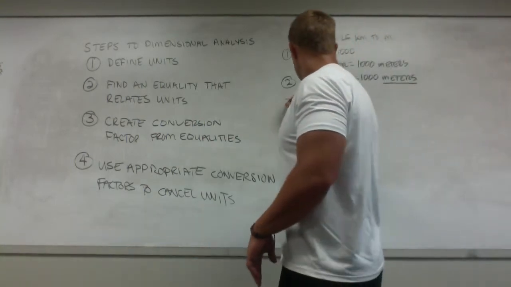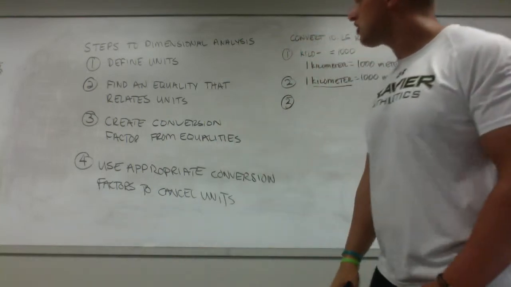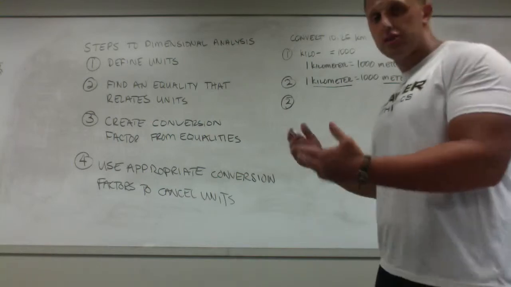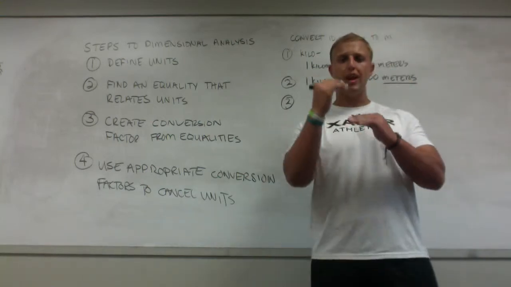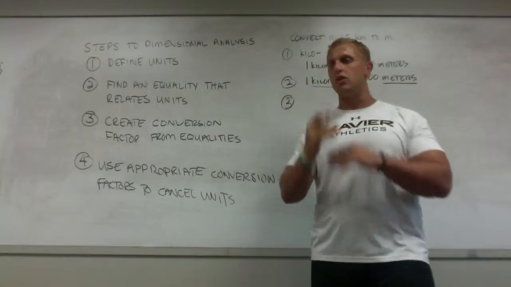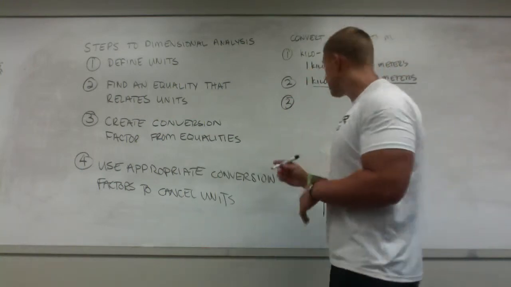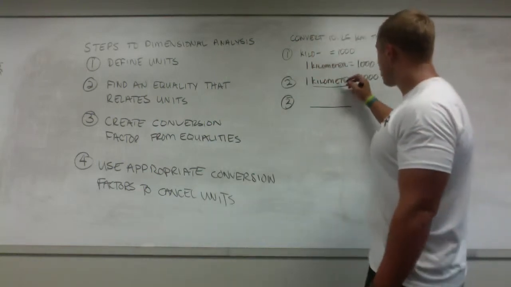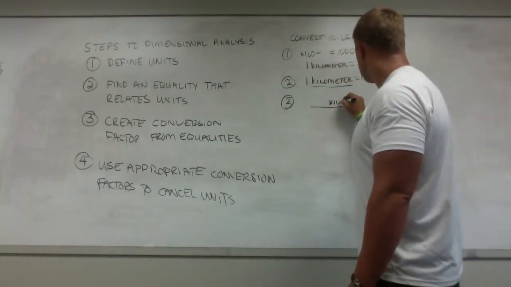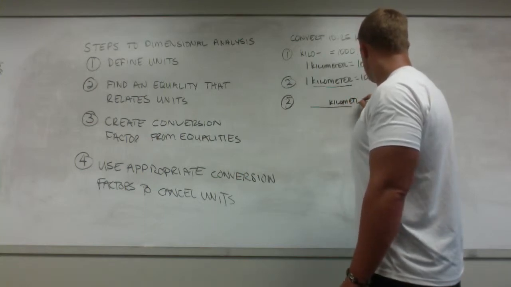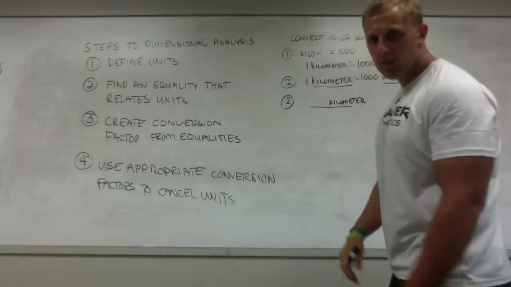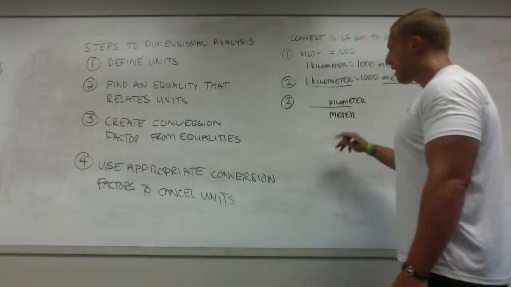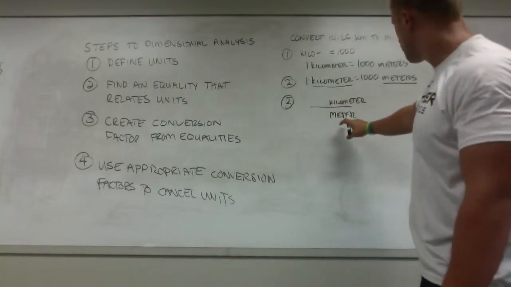Those are the important things, our units, kilometers and meters. We found our equality. Now, step 3, we create conversion factors from those equalities. A conversion factor is just a simple ratio that relates one unit to another, right? So our ratio has to be equal to 1, so we're just going to draw our division bar. And then we're going to take 1 unit from our equality and put it on top, and then take the other unit and put it on bottom. So right now in this conversion factor, I have kilometers over meters.